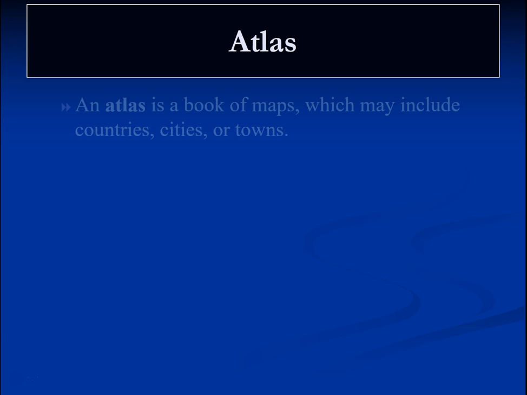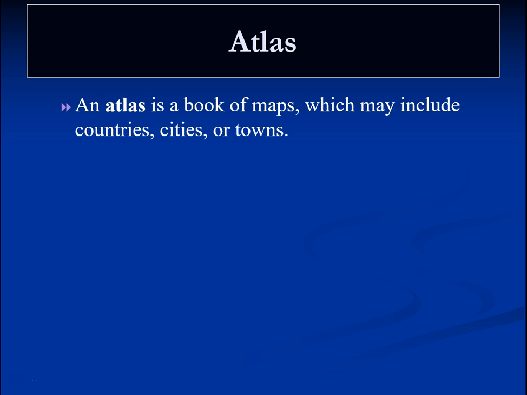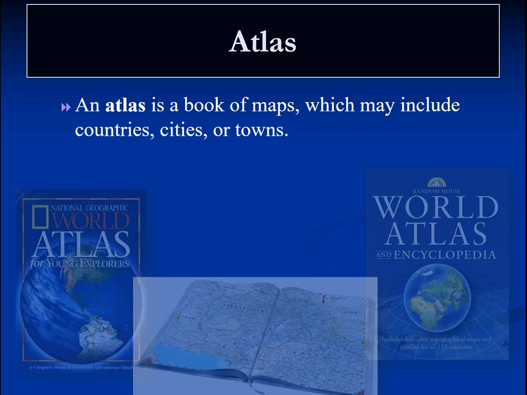Atlas. An atlas is a book of maps which may include countries, cities, or towns. So an atlas is just a collection in book form of a bunch of maps. And the maps could have anything on them depending upon what their title is. They could be physical maps or political maps. They could be climate maps.